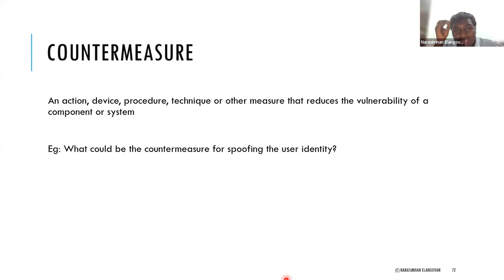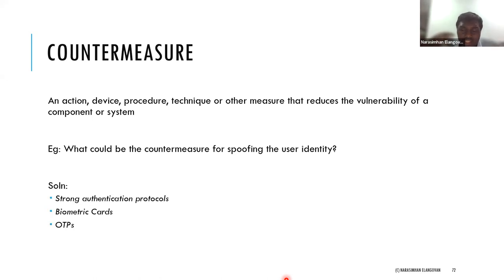Countermeasure refers to any method which is deployed to reduce the vulnerability or the risk. So by default, you have an inherent risk. To reduce that, you have a countermeasure. Simple example: there is a possible threat of the coronavirus, and therefore, what do you have as a countermeasure? Wearing a mask. As simple as that. Another example: what would be the countermeasure for spoofing a user identity? Sending an OTP, having a stronger password, having a biometric verification, correct?